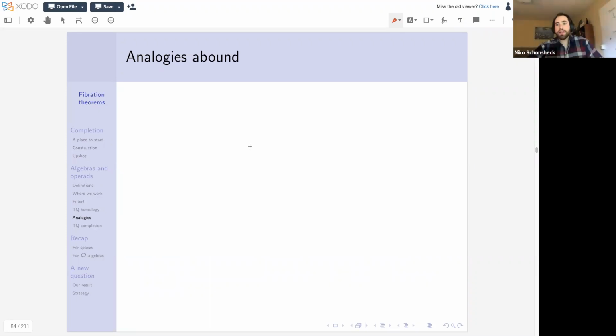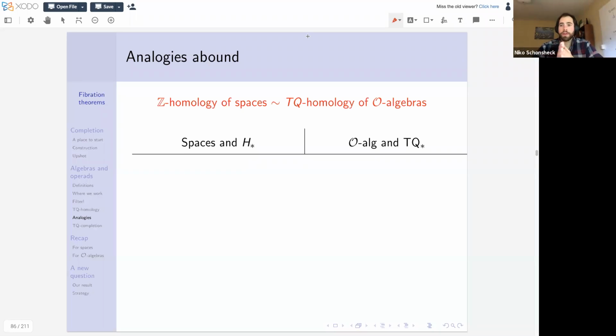And as I mentioned, if operads are new to you, the really cool thing, and even if not, is that there are a lot of really strong analogies between algebras over an operad, TQ homology, and spaces with ordinary homology. So the big thing to keep in mind is that Z homology, just homology with integer coefficients, of spaces is like TQ homology of O algebras. To make this a little more precise, we'll fill out a little table here.